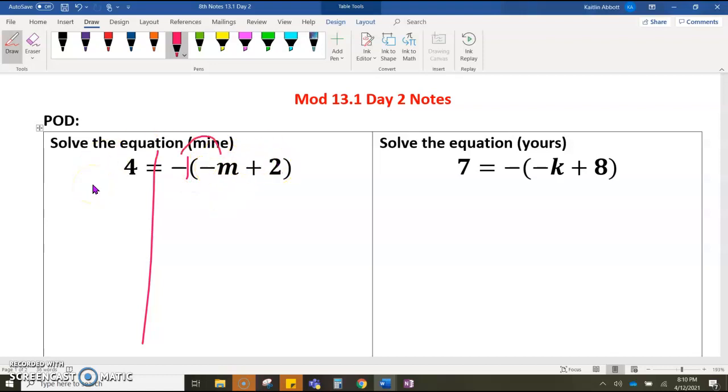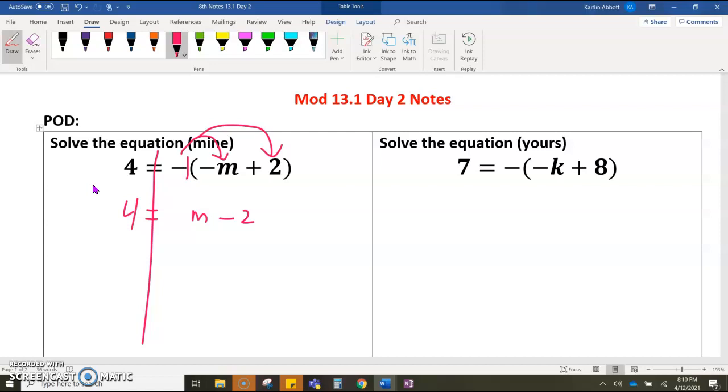So we have to multiply negative 1 by negative m and negative 1 times 2. So negative 1 times negative m: 1 times anything is just going to be 1. So I'm going to bring down that 4 because I'm not going to touch it. 1 times m is just m, and a negative times a negative is a positive, so it's going to be a positive m. Then we have negative 1 times 2. 1 times 2 is just 2, and a negative times a positive gets us a negative. So we're left with 4 equals m minus 2.